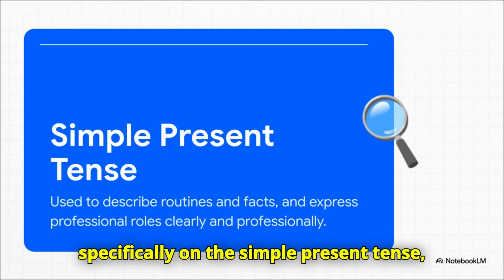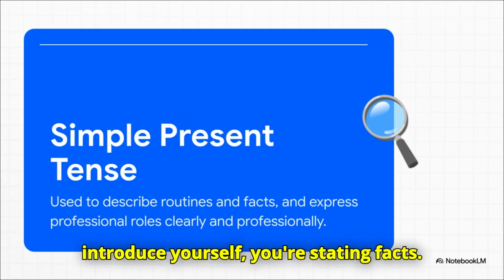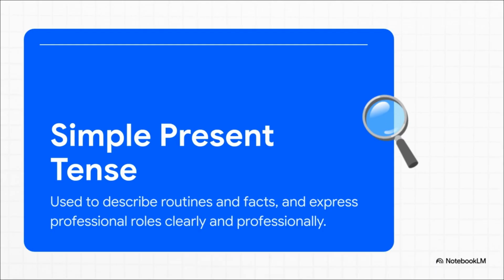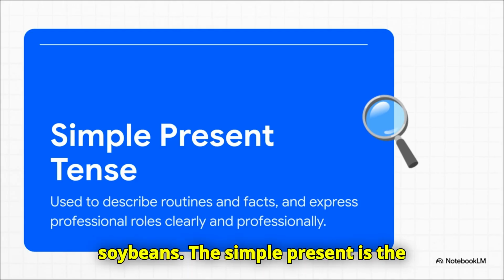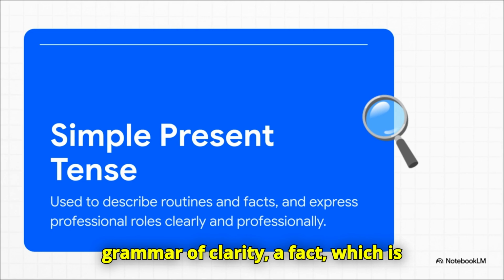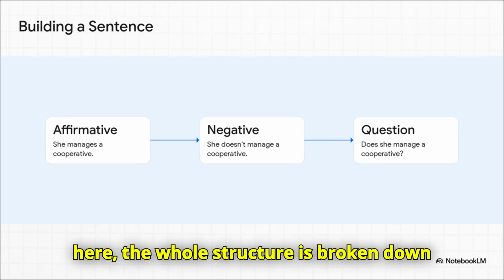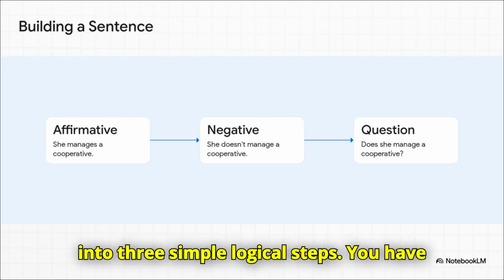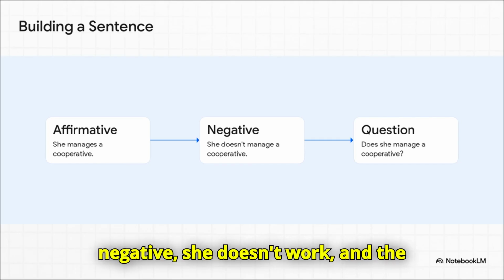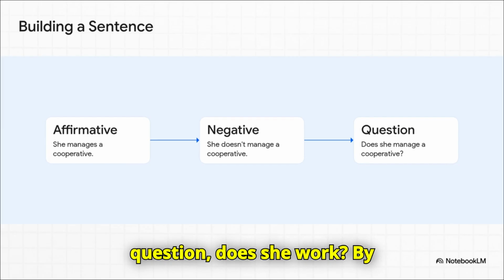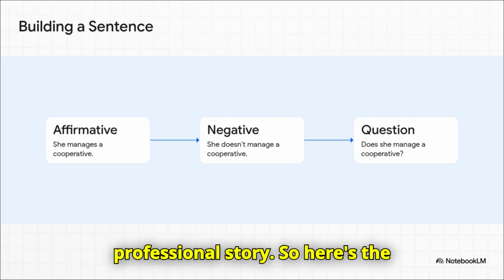The lesson focuses specifically on the simple present tense, and for a very strategic reason. When you introduce yourself, you're stating facts. I am an analyst. My company produces soybeans. The simple present is the grammar of clarity, a fact, which is exactly what you need here. And here, the whole structure is broken down into three simple logical steps. You have the affirmative, she works; the negative, she doesn't work; and the question, does she work? By mastering this simple structure, a learner gains real control over their professional story.